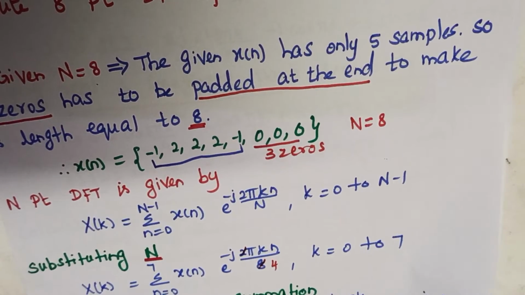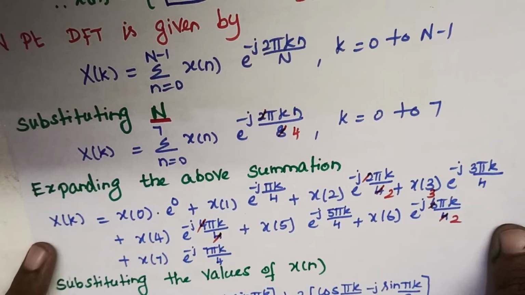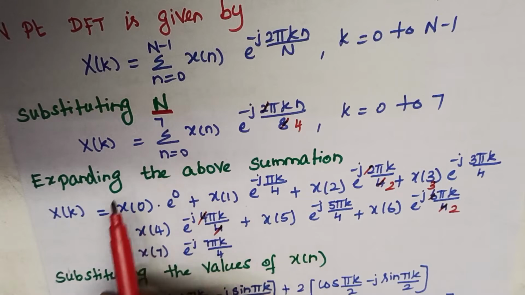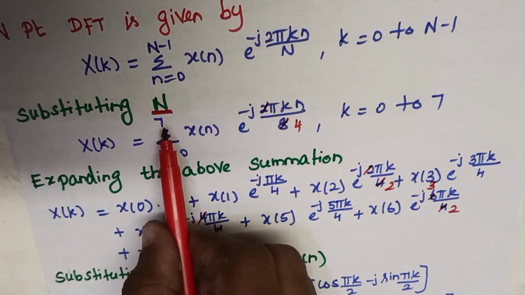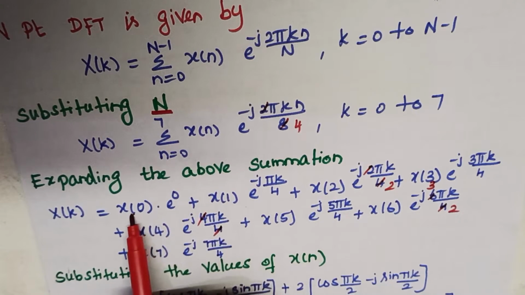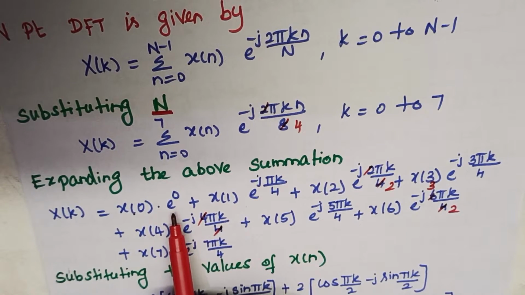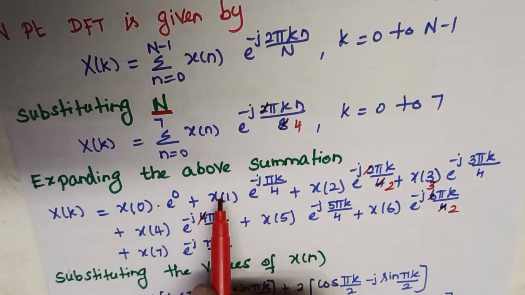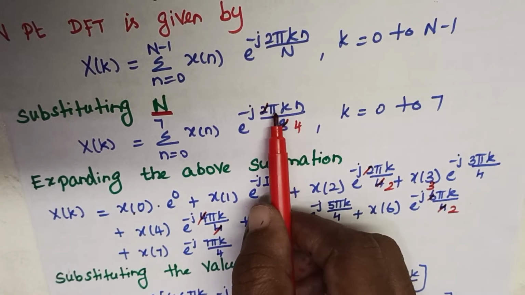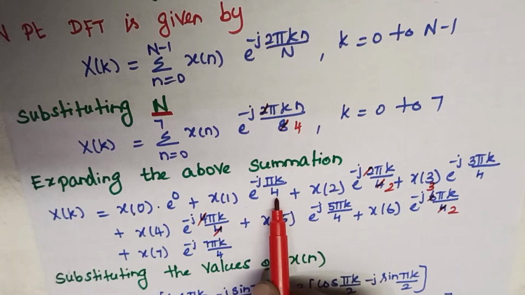The next step, we have to expand the above equation for different values of n, since this summation ranges from 0 to 7. When we substitute n as 0, it will be x of 0 e power 0. Plus, when n is 1, it will be x of 1 e power minus j pi k by 4, because n value is 1.